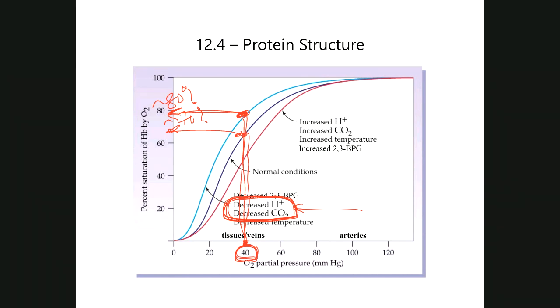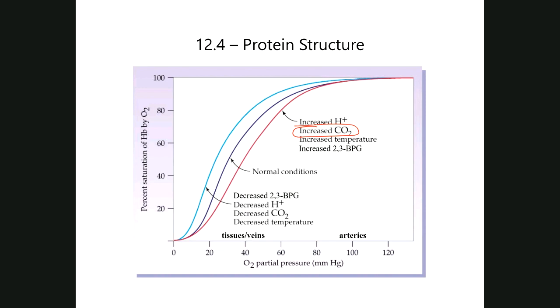The converse of that would be the other curve that's shown towards the right. We call that a right shift. This is the curve that results when you have higher levels of CO2 and higher levels of hydrogen ion concentration. So again, low pH, and you have high CO2. This is what happens in the tissues. In the tissues, what you want to happen is you want the hemoglobin to let go of the oxygen. You do not want it to be more saturated. You want it to be less saturated.